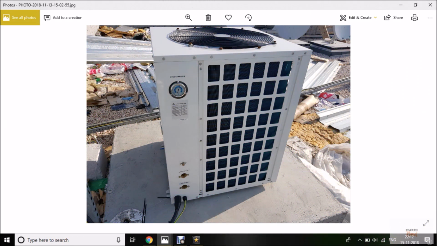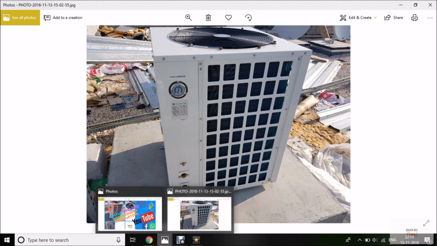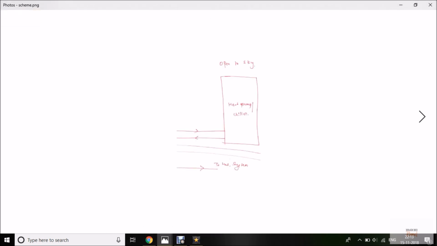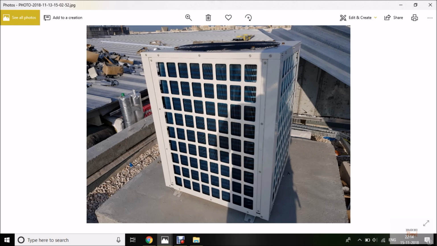It is advised to install the heat pump in an upper room where it is open to sky, so the exchange of heat takes place very well. It is not advised to install it in a closed room, so keep in mind that this is very important. In case you don't have space on the upper roof, you can install it, but this has to be very carefully studied. CFD analysis has to be done and more requirements have to be taken care of. Let me show you some more pictures of the heat pump which I have taken at my site.